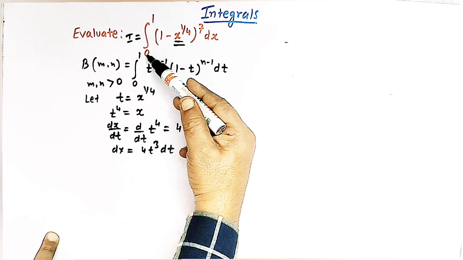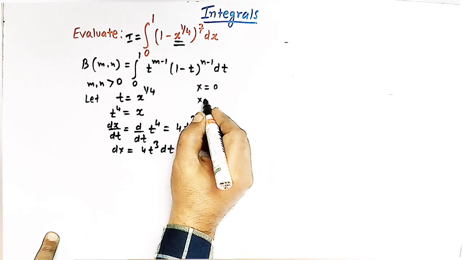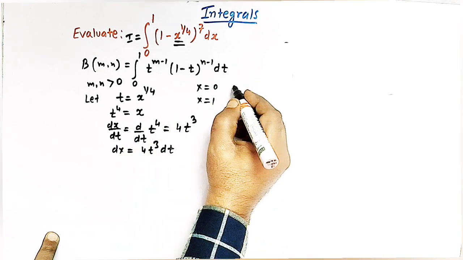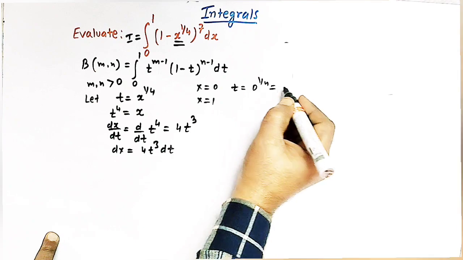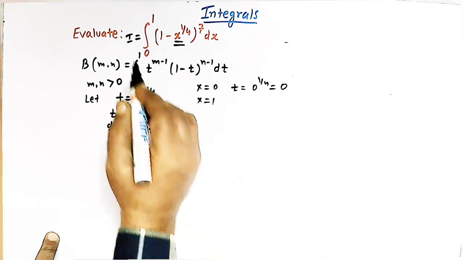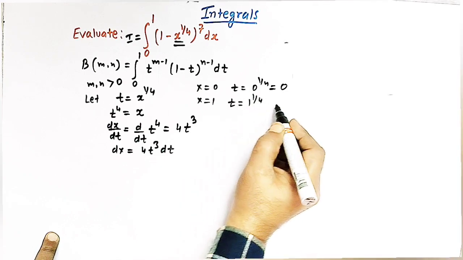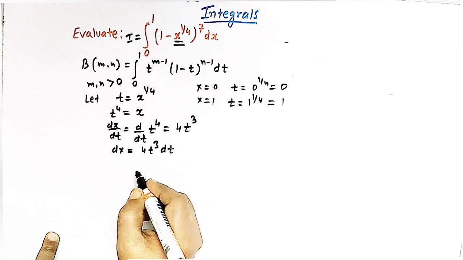Now the limits of integration vary from x equals 0 to x equals 1. So when x is 0, the value of t is 0 raised to 1/4, that is simply 0. And when x is 1, the value of t is 1 raised to 1/4, that is equal to 1.